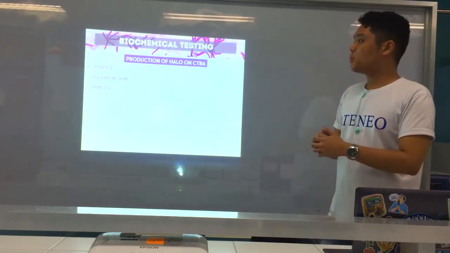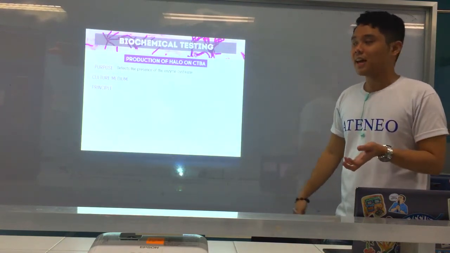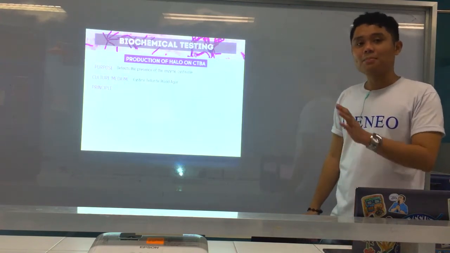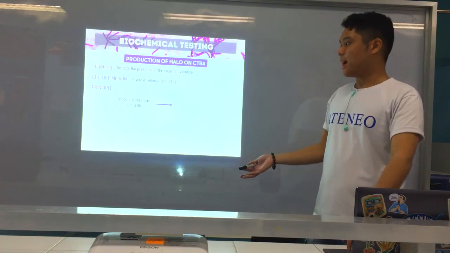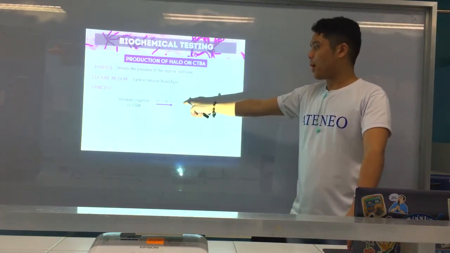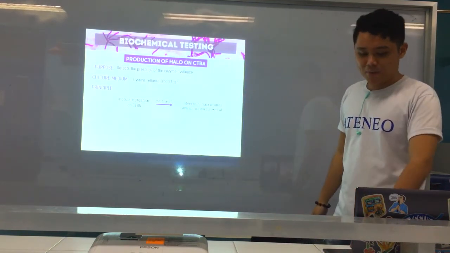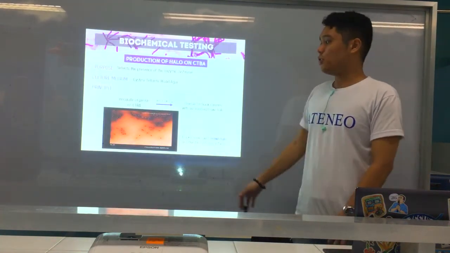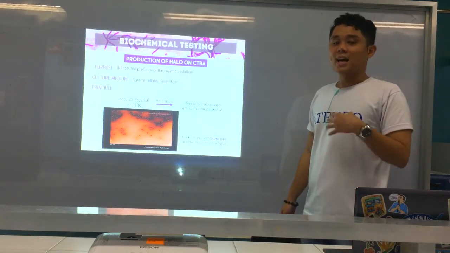Okay, so first we'll go now to the production of halo on CTBA. So, the purpose is to detect the presence of the enzyme cystinase. Okay, and the culture medium used is cysteine tellurite blood agar or CTBA. And the principle is, we inoculate the organism on CTBA, incubate at 35 degrees Celsius under capnophilic requirements, 5 to 10% CO2, and we observe for black colonies with a surrounding brown halo. Here's an example. Alright, black colonies with brown halo. And we usually use this for the identification of Corynebacterium diphtheriae and other species.